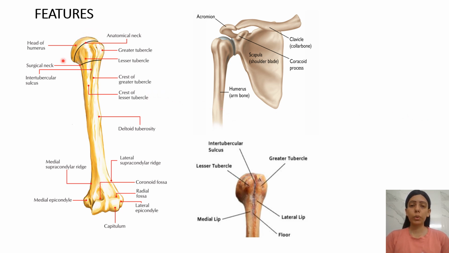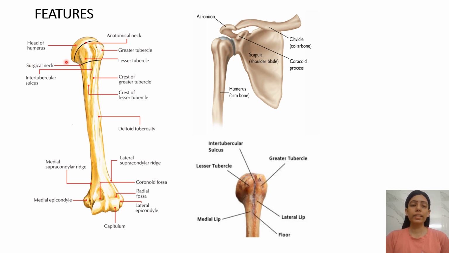First, we will discuss the upper end. The upper end is directed medially, backward and upward. It articulates with the glenoid cavity of the scapula. This is the glenoid cavity of the scapula and it forms the shoulder joint. The head forms one third of a sphere, as the head is larger than the glenoid cavity.